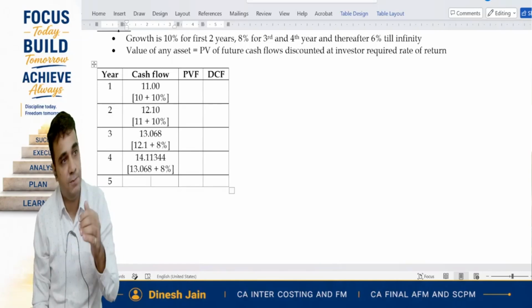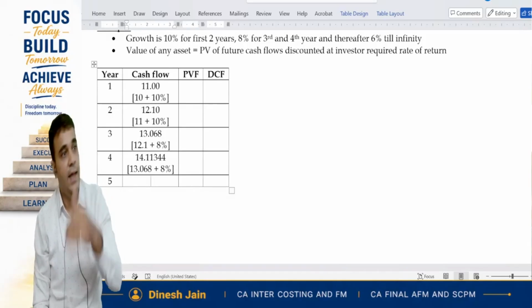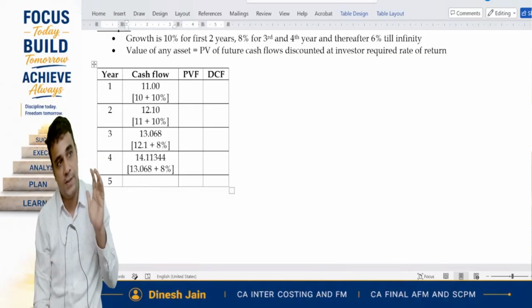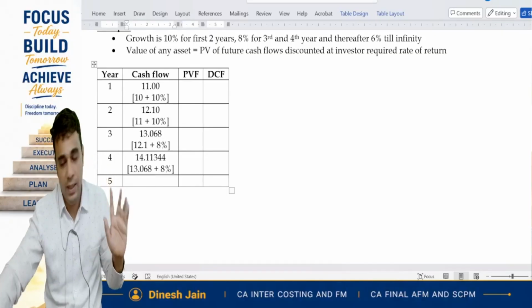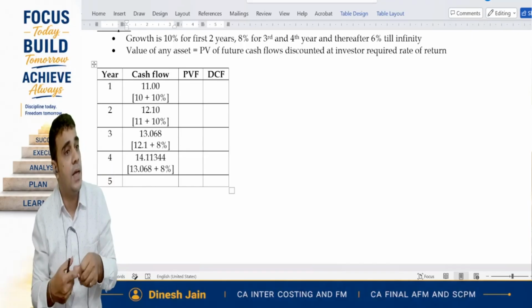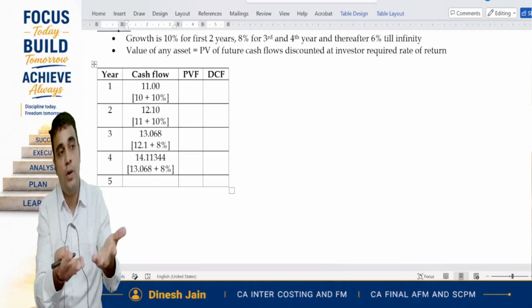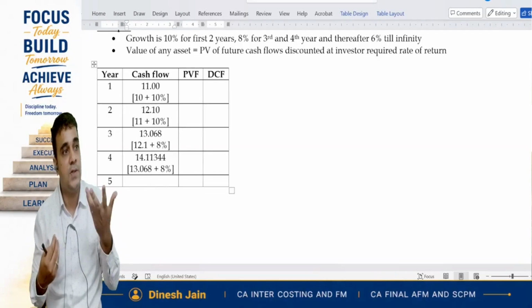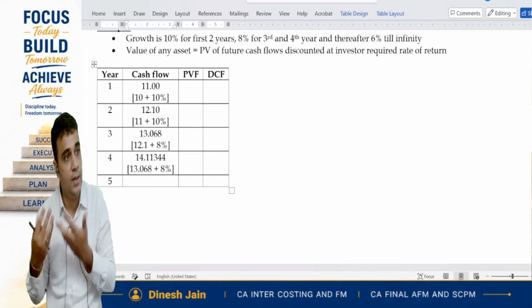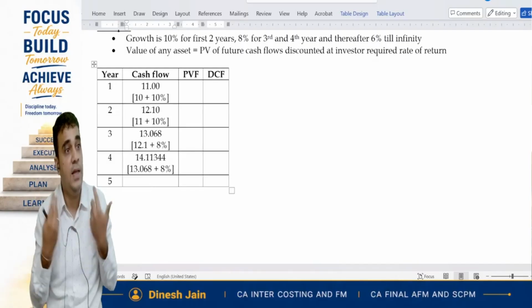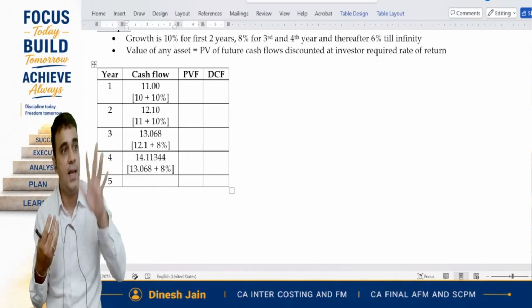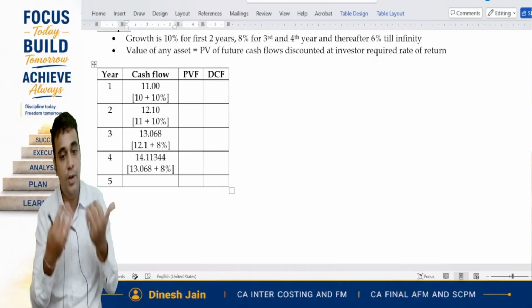Sixth year plus 6%. Seventh year plus 6%. Eighth year plus 6%. Ninth year plus 6%. Like this, it will keep going on. Is there any end for an equity share? No. So you cannot be writing infinity. 5th, 6th, 7th, 8th, 9th, 10th and so on. How many years will I write? Because there's no end. In Excel, I can write 100 years also. But in your notebook, you will struggle.